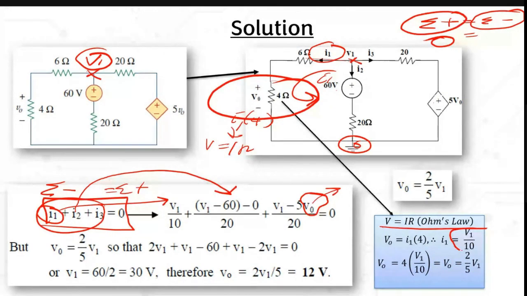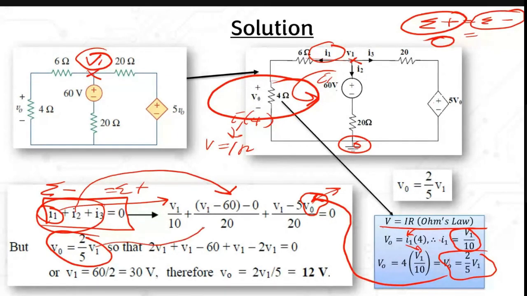So you can just substitute I1 here. V naught equals 4 times V1 over 10, so V naught is equal to 2 over 5 V1. Then you can substitute this value into the equation. When you substitute and simplify, you get this equation. I think you need to try to calculate it by yourself. After simplifying, you get V1 equal to 30 volts.